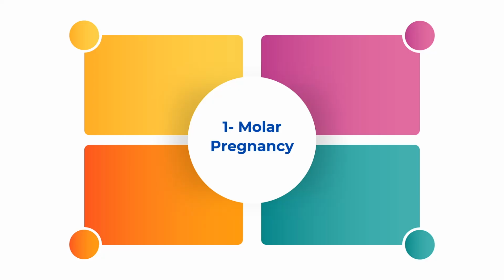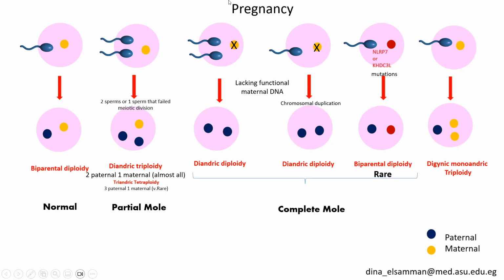Okay, firstly, let's begin with the molar pregnancy. But before going so deep into each and every type, let me give you some introduction about pregnancy. So what happens in pregnancy generally? We have the normal scenario when a single sperm fertilizes an ovum. So there's a paternal genetic material together with a maternal genetic material. They both give a biparental, meaning from both parents, diploidy. Diploidy means two sets of chromosomes, and this is what happens in normal pregnancy.